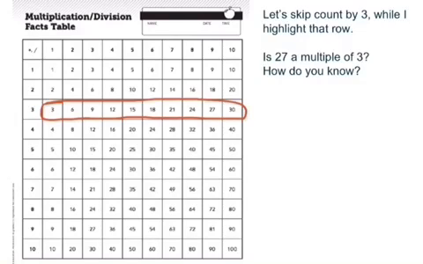So my question is, is 27 a multiple of 3? And how do you know? The answer isn't because it's on the chart. How do you know? Think about that. Jot down what your thoughts are, then come back.